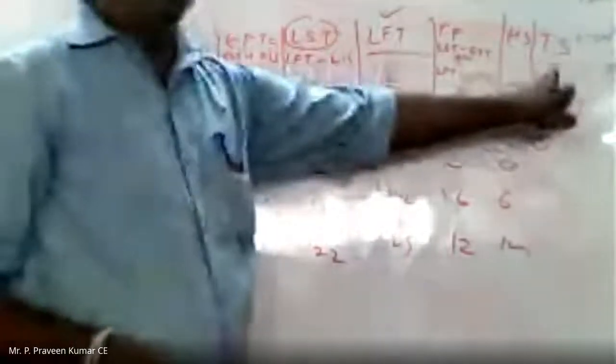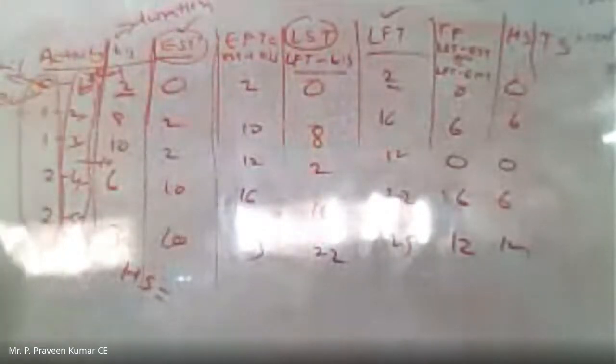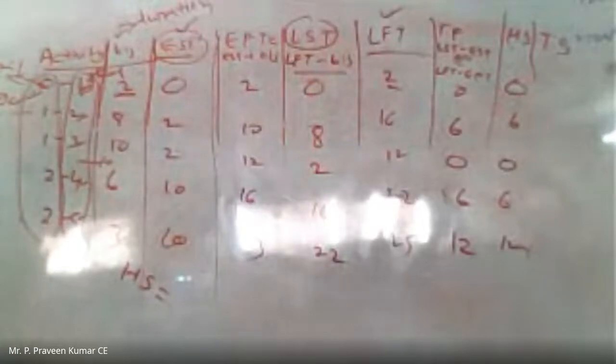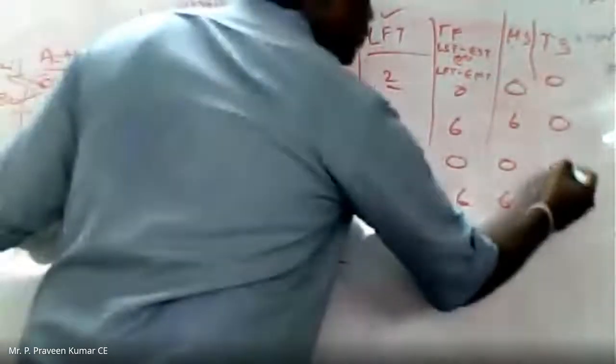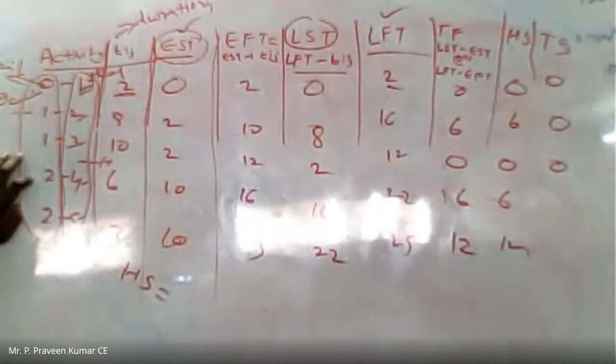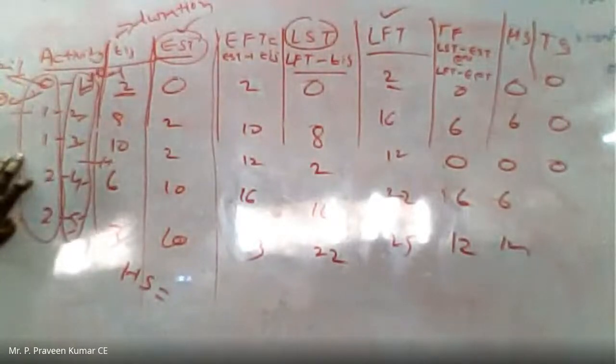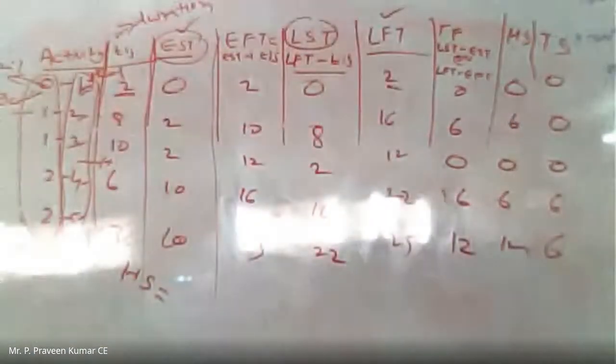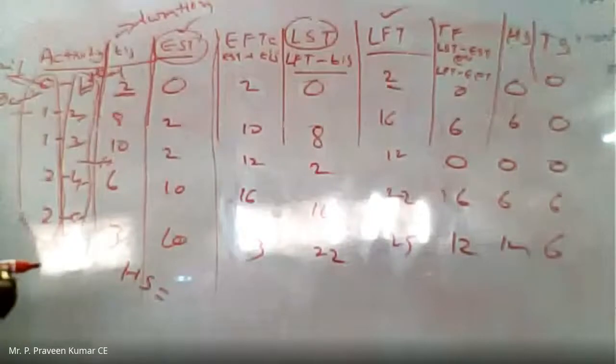Now coming to the tail slack. Now forget about the head part. Now see the tail part. The first tail part is 0. See the node 0: 0 minus 0, 0. Next one is 1: 2 minus 2, 0. Next part is again 1, 0. Next 2: 16 minus 10, 6. And the next one is 6. So in this way we need to calculate the head slack and tail slack.